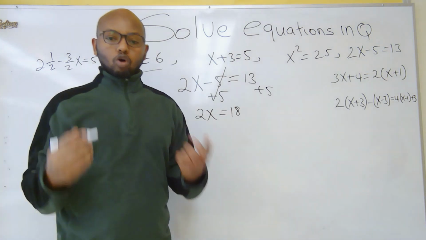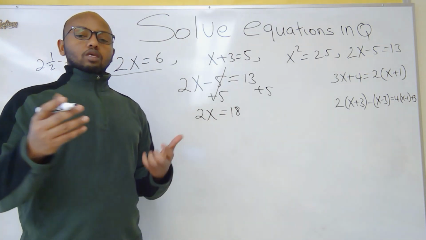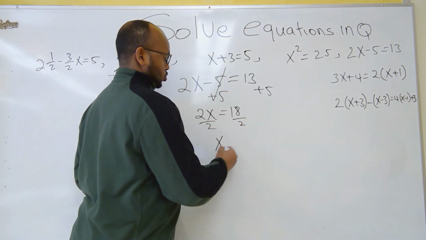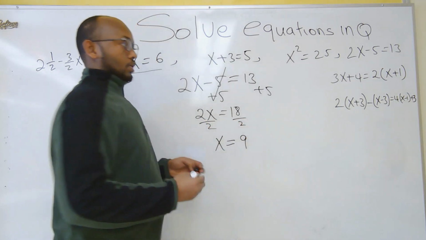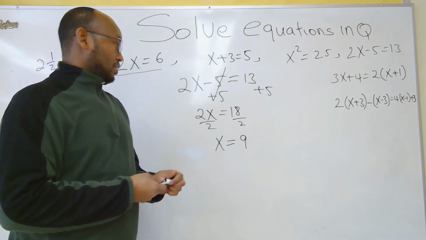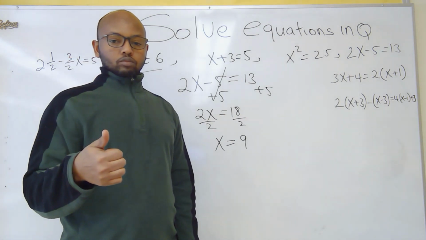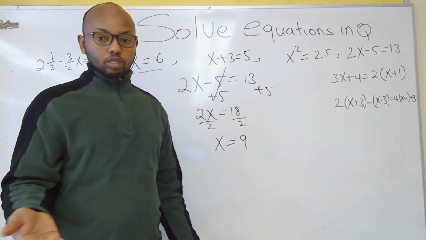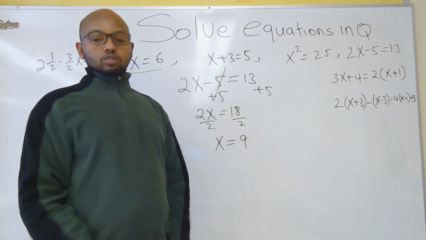Now, the opposite of multiplication is division. So you divide by 2 here and divide by 2 here. So your x will be 9. That's the answer. 9, if I multiply by 2, is 18. 18 minus 5 is 13. That's the balance. See, here is 13.